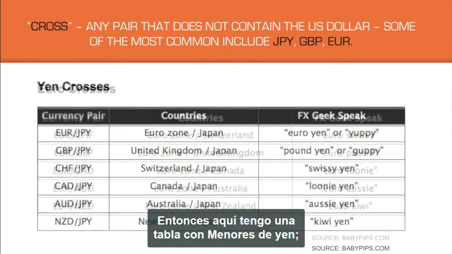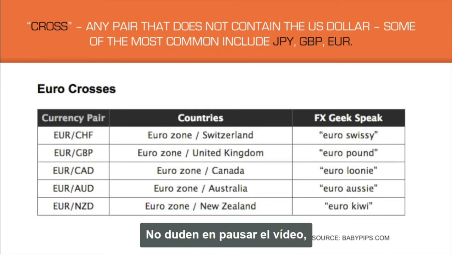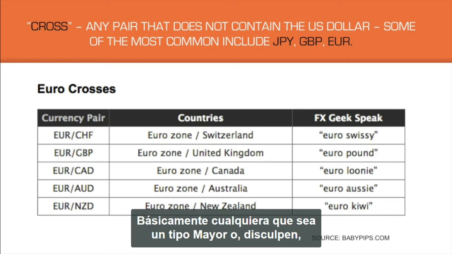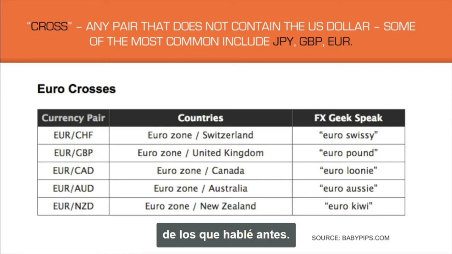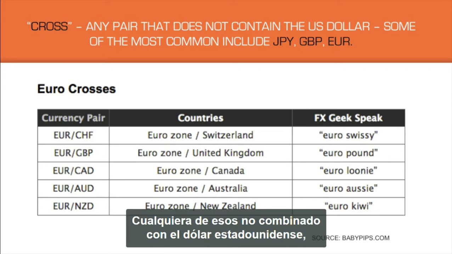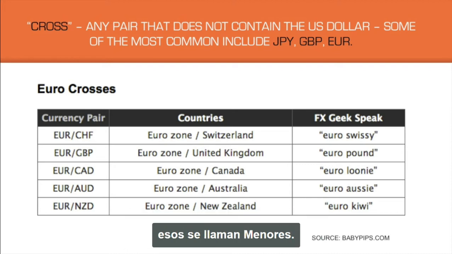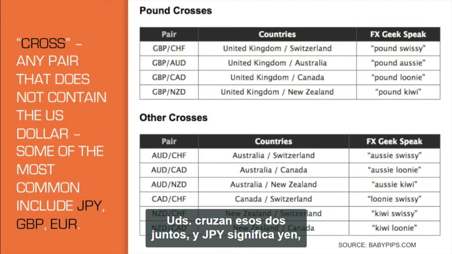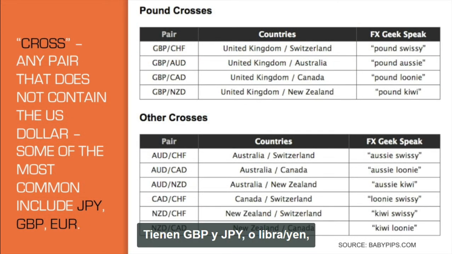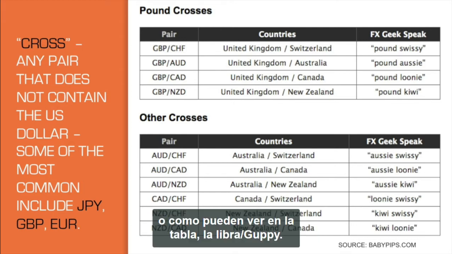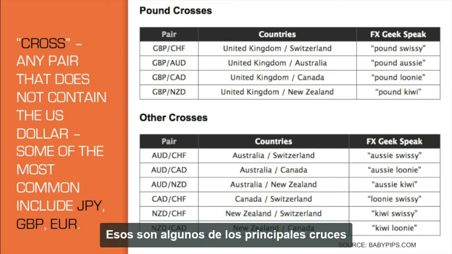So I have a table here with the yen crosses. You can take a look at them. You can feel free to pause the video. I'm going to keep on moving. And then you've got the pound and you've got the euro. And there's others. Basically, the most common currency pairs that I had talked about earlier, any of those that are not paired with the US dollar, those are called crosses. So you've got the euro and the yen. You cross those two together, and yen means JPY. You've got the GBP and the JPY, or the pound yen, or, as you see in the table, the pound guppy. Okay, those are some of the major crosses.